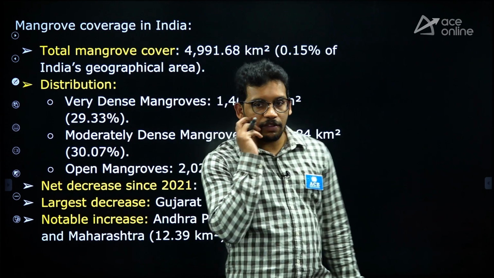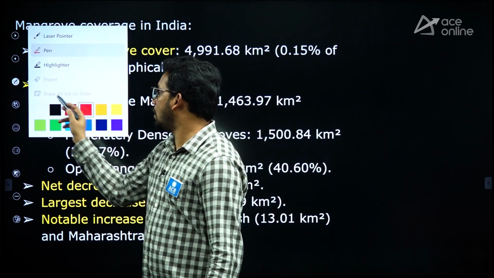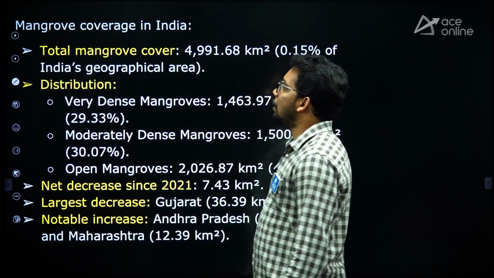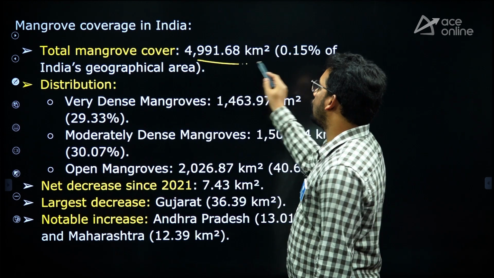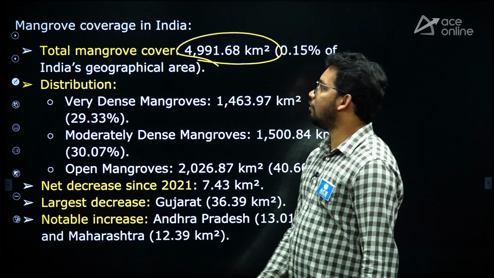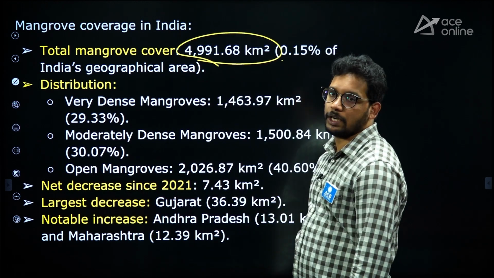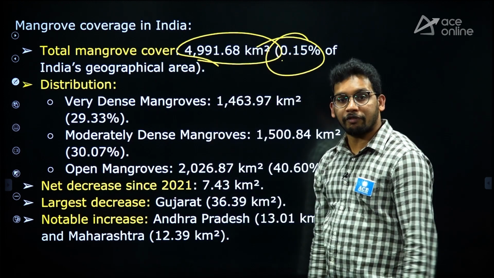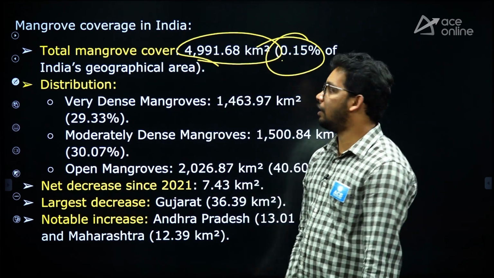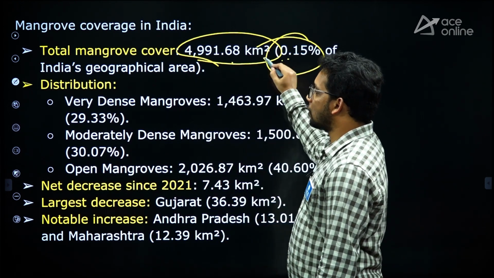Now coming to the specific details within India, that also we will see. The total mangrove cover of India is 4,991.68 square kilometers, which amounts to 0.15% of the total land area of India, right? So these two are both important.